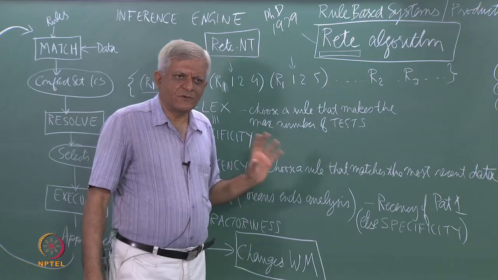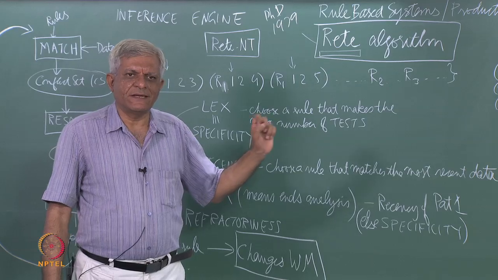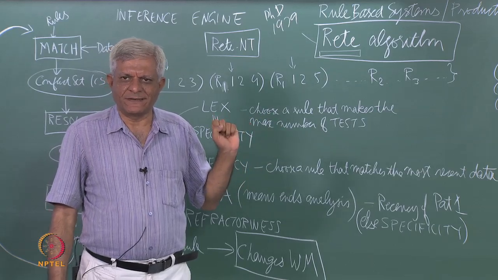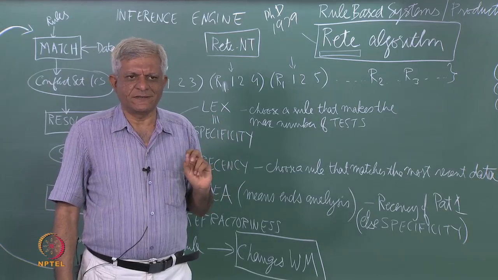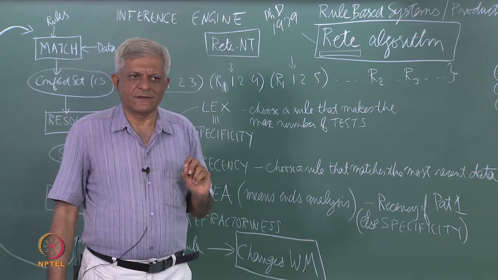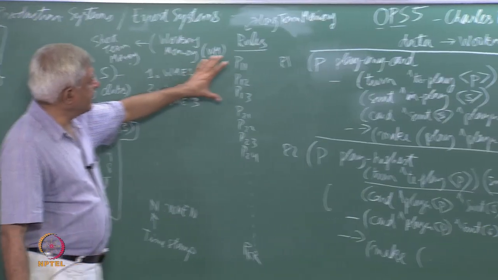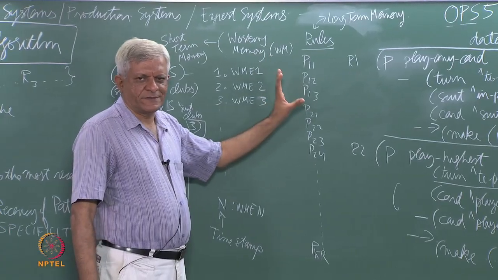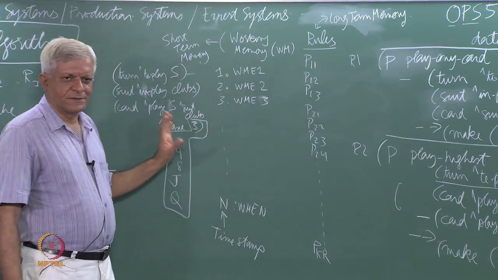So, what we want to do today now is to observe where does the inefficiency come from in matching these things. There are two sources of inefficiency, and can you think about them? See, one is the following, that you have many rules, and each rule has some number of patterns, and those patterns have to be matched with data.